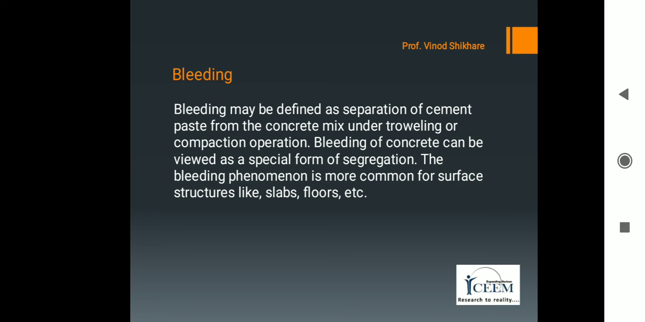The various factors which are responsible for bleeding of concrete are: first, a highly wet mix with bad proportion of ingredients or insufficient mixing; then over compaction or over troweling of concrete; next, high alkali or high tricalcium aluminate content; and thin sections of concrete members. These are the factors responsible for bleeding of concrete.